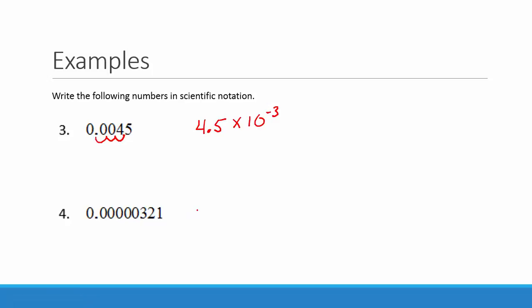In our next example, our first non-zero digit is this 3. We're going to put the decimal point to the right of the number 3 and write the rest of the digits. Then we need to figure out our power for our 10. We move the decimal 1, 2, 3, 4, 5, 6 places. So our exponent will be 6, and it will be a negative 6 because we moved the decimal place to the right. And this represents a very small number. So we get 3.21 times 10 to the negative 6.